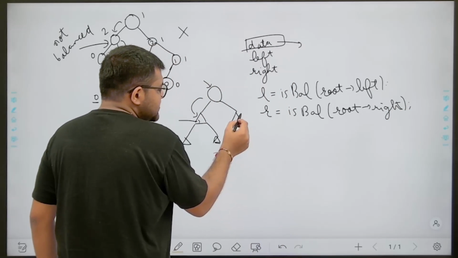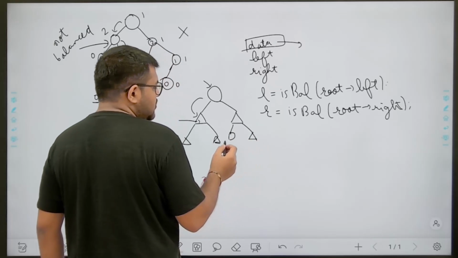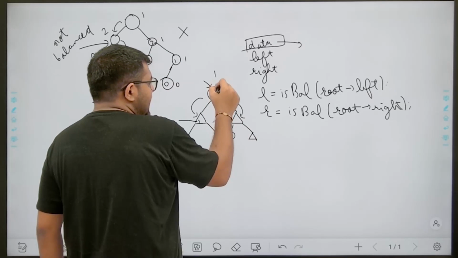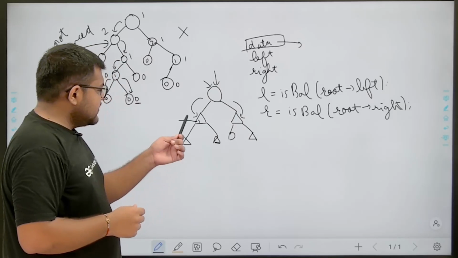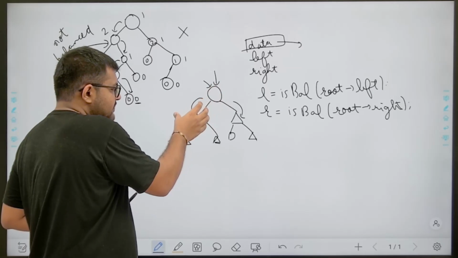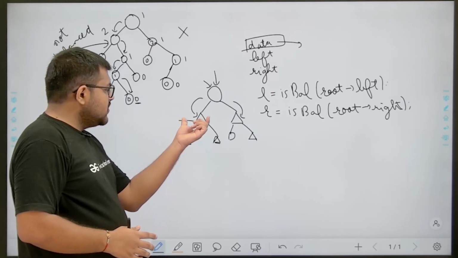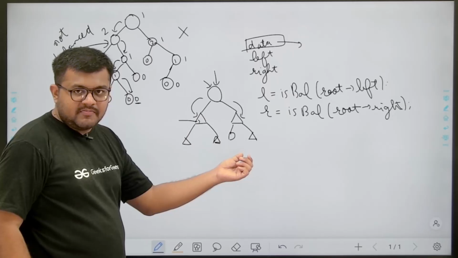So, whether this subtree below this node is balanced or not. For this, I'll recursively get the heights. I will have the height of this node, which would be the max of the left subtree and right subtree height plus 1, okay. I'll also have the height of the left subtree and right subtree.